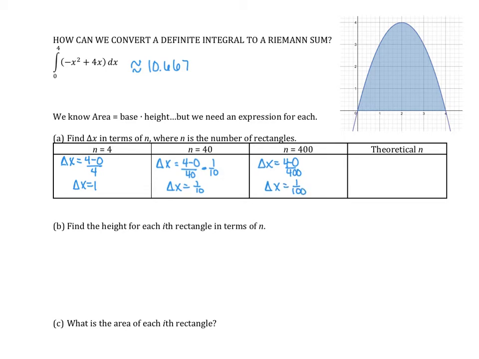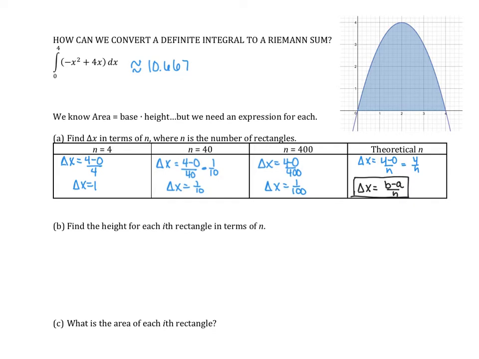It would be 1/100th of a unit wide. So what would that look like if we had the theoretical value of n? Well, delta x in this particular problem would be 4 minus 0 over n. So 4 over n. Now what would that actually look like generically? If we had to do that for any endpoint, well, we would take our endpoint and divide by the number of rectangles. Keep this in mind. We'll come back to this. But for our problem now, we'd have 4 over n.